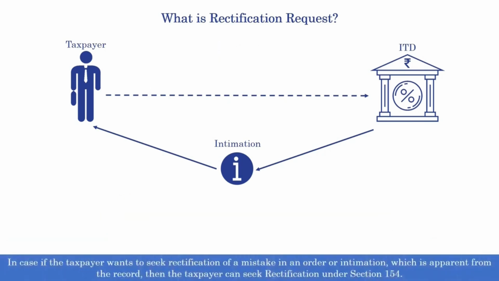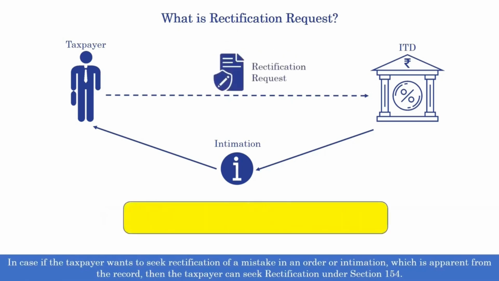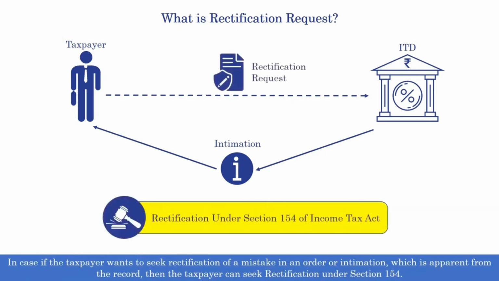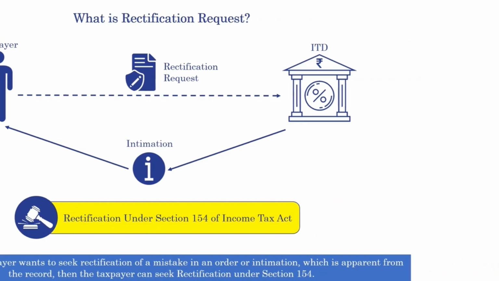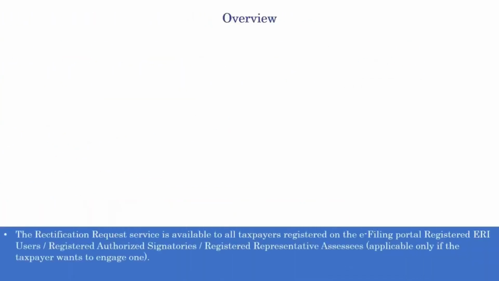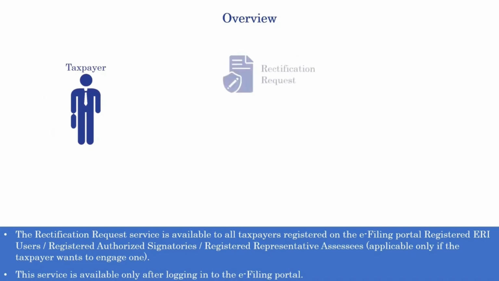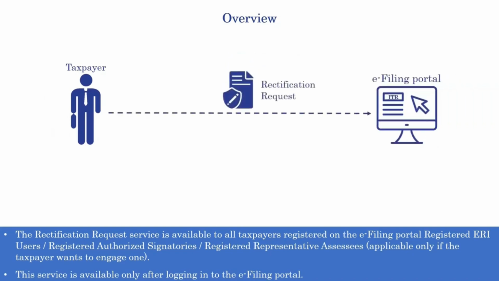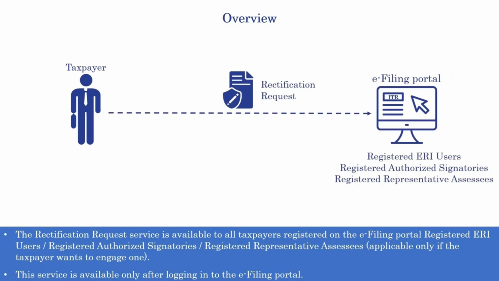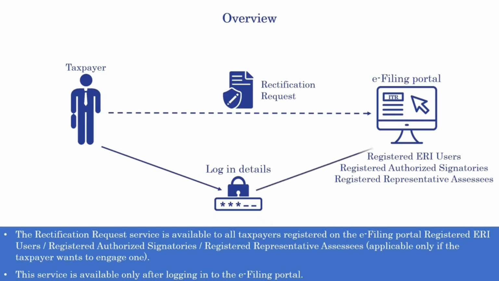In case the taxpayer wants to seek the rectification of any mistake in the intimation received under Section 143(1), the taxpayer can file a rectification under Section 154. Please note that the rectification can only be filed for an error which is apparent from the record. The rectification request service is available to all taxpayers registered on the e-filing portal, registered ERI users, registered authorized signatories, registered representative assessees in case the taxpayer wants to engage one. The service is available only after login to the e-filing portal.